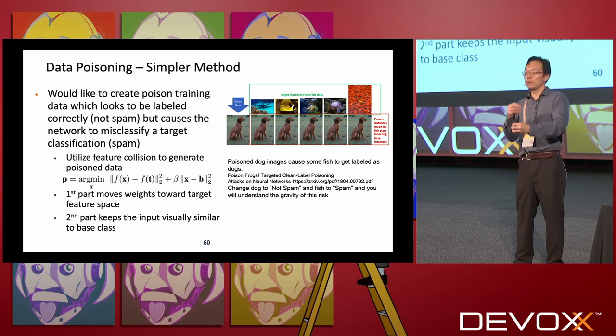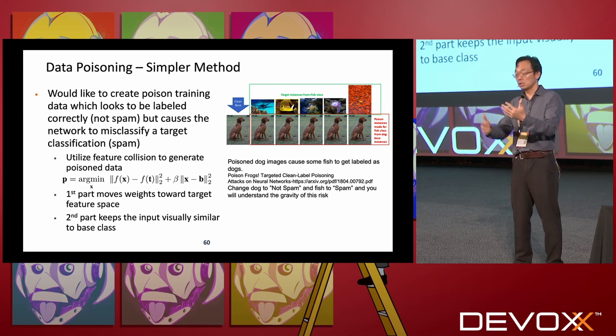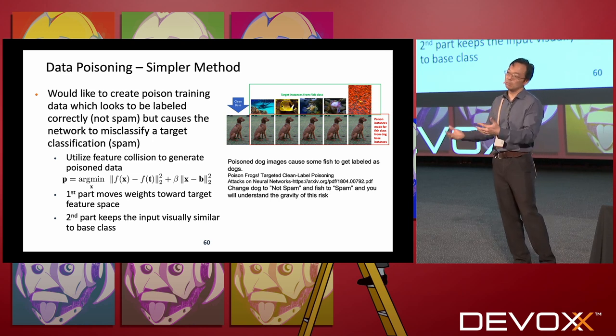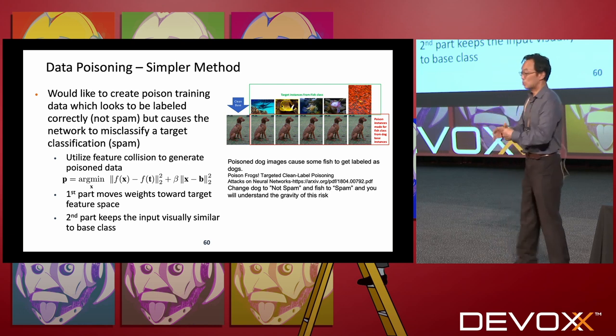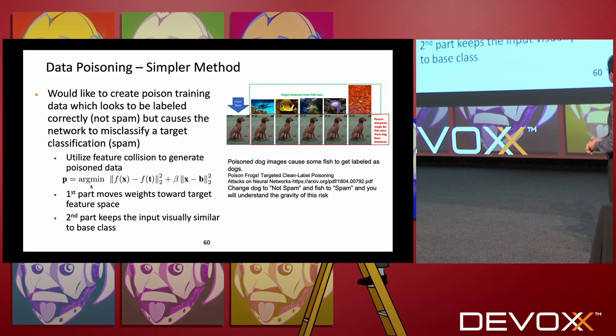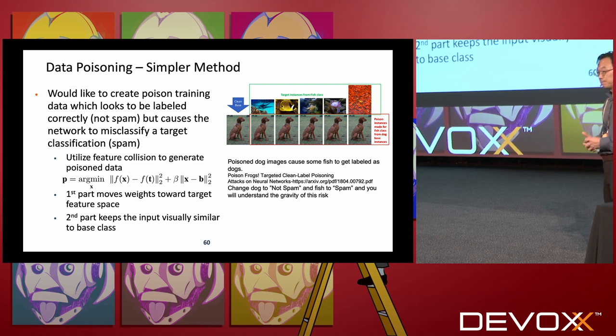Whatever attacks that they had put in the model, it might be a little interesting to see what the result is. If you're using similar type classifications, it might work. But if you're using totally different classifications, I don't think it's going to work. Good question. Okay, so this is a simpler method, and it's a little different.